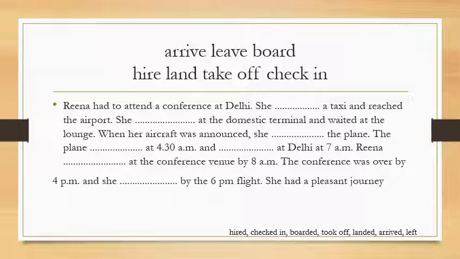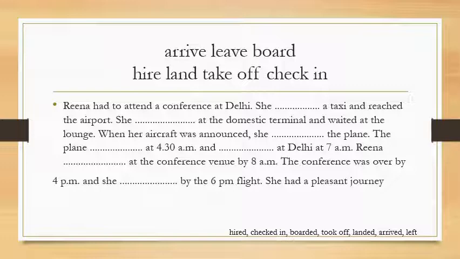Rina had to attend a conference in Delhi. She hired a taxi and reached the airport. She dash at the domestic terminal and waited at the lounge. Checked in at the domestic terminal, the domestic airport, and waited at the lounge. When her aircraft was announced, she boarded the plane.